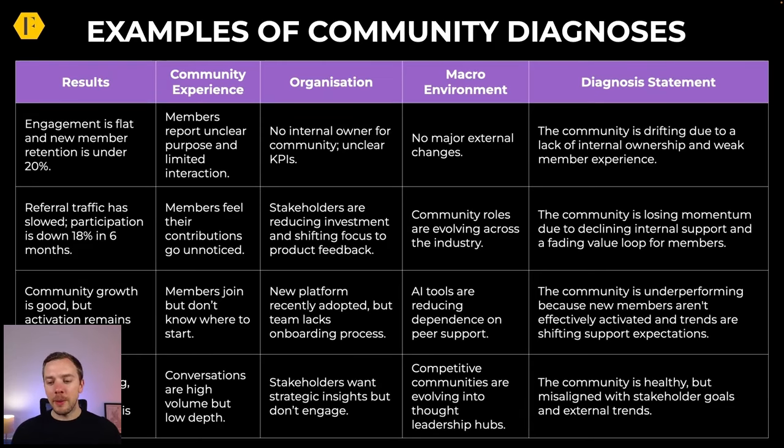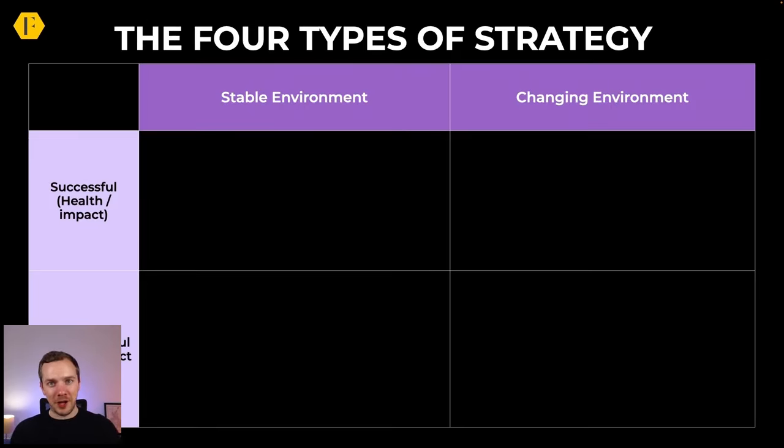So now we can see here the community is healthy, but misaligned with stakeholder goals and external trends. So we always begin with a diagnosis. This is a simplified version, but we always begin with a diagnosis that's a little bit like this. And once we have this, we can start thinking about what is the type of strategy that we need here. Because different types of strategies will take you in a completely different direction.